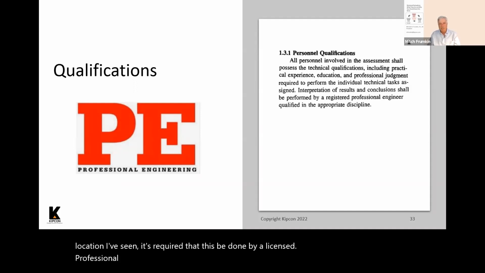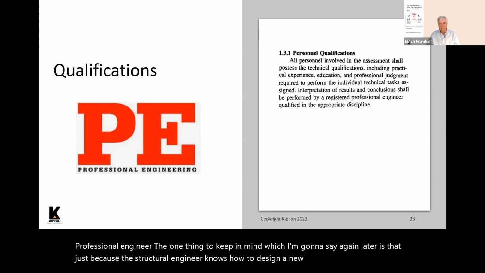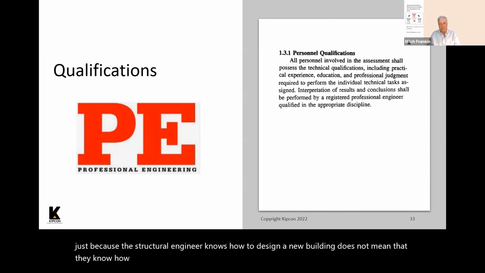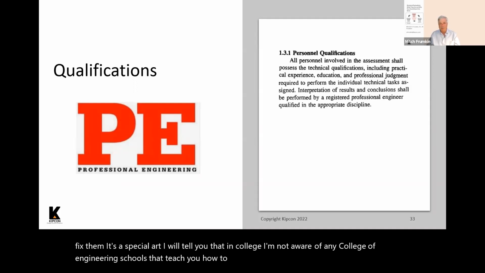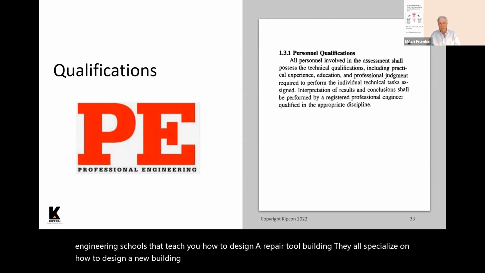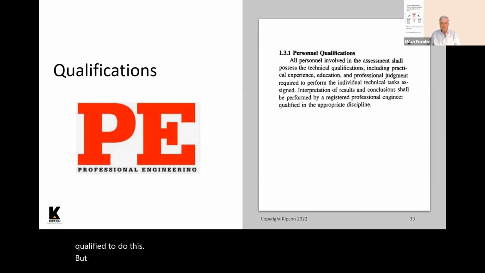The one thing to keep in mind, which I'm going to say again later, is that just because a structural engineer knows how to design a new building does not mean that they know how to look at an existing building to see what kind of problems there are and how to fix them. It's a special art. I'm not aware of any engineering schools that teach you how to design a repair to a building. They all specialize in how to design a new building. So it's really an art, and there are plenty of people that are qualified to do this, but just because somebody says they're a structural engineer doesn't mean they have the qualifications to do this.